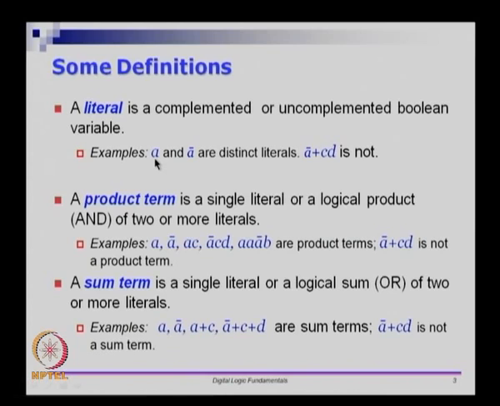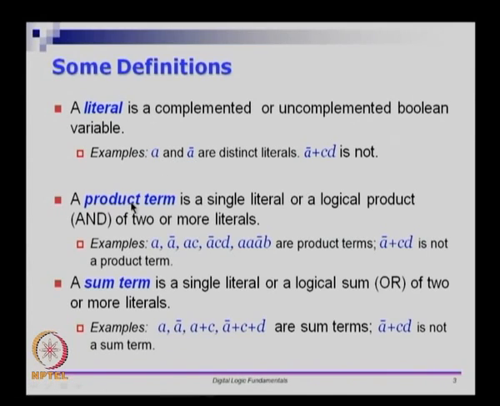So let us look at these examples here. If I have a, it is a single variable and it is in the uncomplemented form, a bar is in the complemented form. So a and a bar are actually two different literals of the same variable a. This expression here, a bar plus cd, is not a literal because it is not a single variable in the complemented or uncomplemented form, it is a combination of multiple variables. So this is not a literal. So a single variable either in complemented or uncomplemented form gives you the literal.